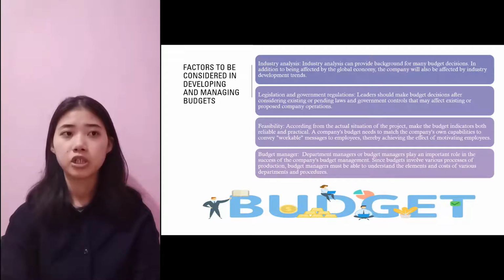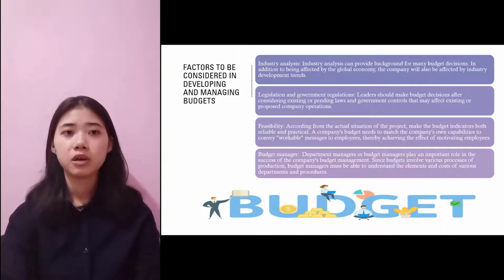proposed company operations. One of the factors that needs to be considered is feasibility. According to the actual situation of the project, make the budget indicators both reliable and practical. A company's budget needs to match the company's own capability to convey a workable message to the employees, thereby achieving the effect of motivating employees.